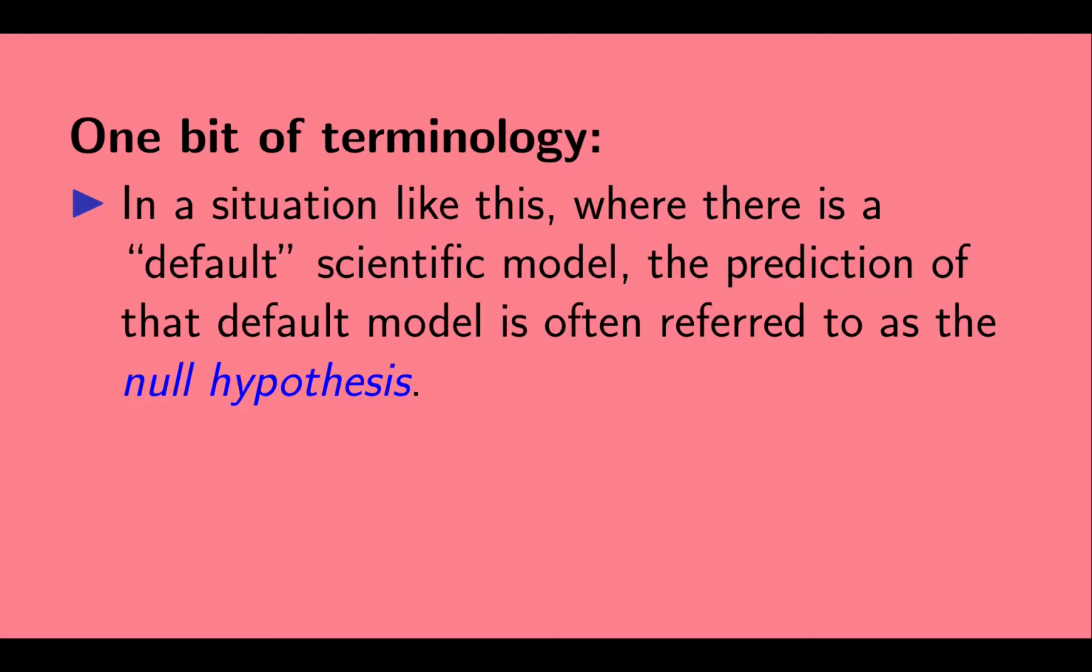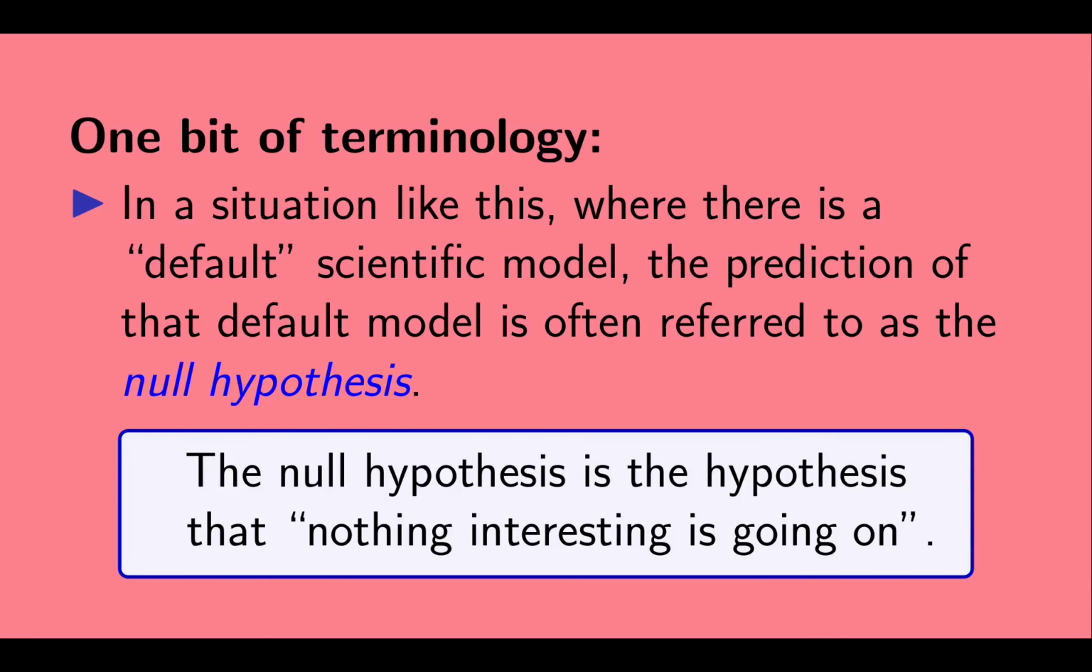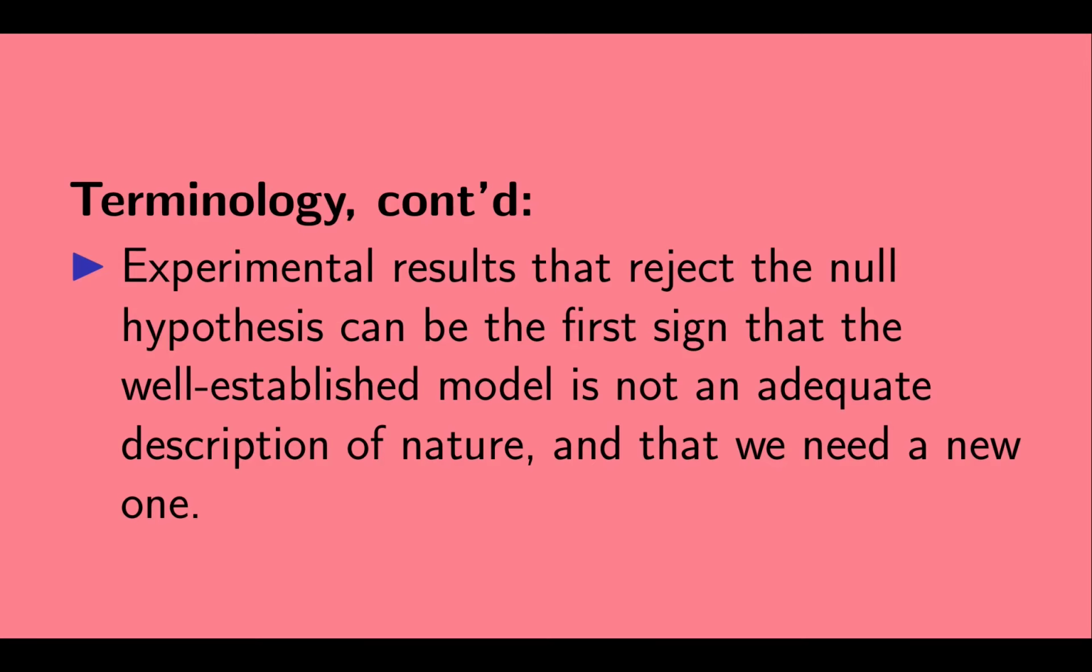While we're at it, let's give one bit of terminology. In a situation like this, where there is a default scientific model, the prediction of that default model is often referred to as the null hypothesis. More generally, one could say that the null hypothesis is the hypothesis that nothing interesting is going on. Experimental results that reject the null hypothesis can be the first sign that the well-established model is not an adequate description of nature and that we need a new one.